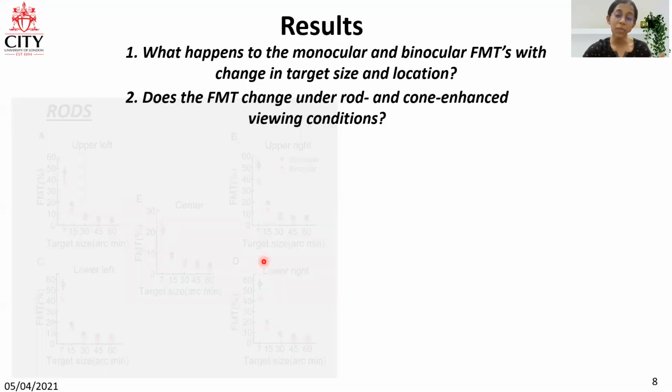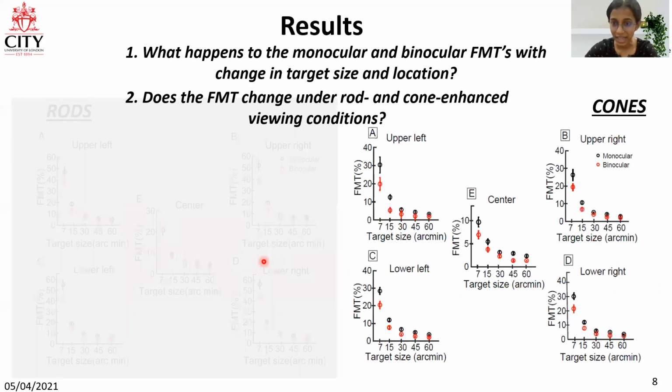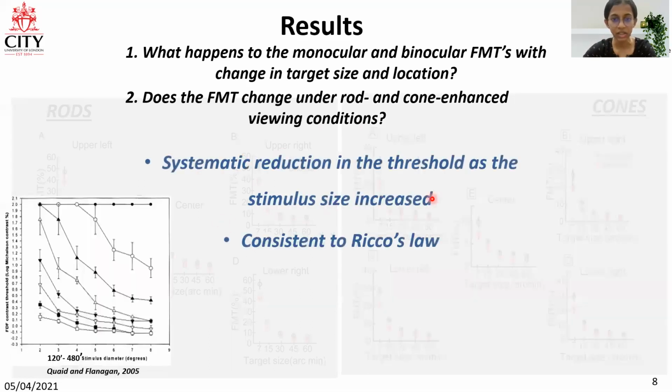Now, does the flicker modulation threshold change between the rods and cones was the second question that we had. Yes, there was a clear change in the flicker modulation threshold, especially if you see in the center and the quadrants, there is an overall drop in the flicker modulation threshold. Cones were a little more sensitive than the rods. So these are the results that we had found.